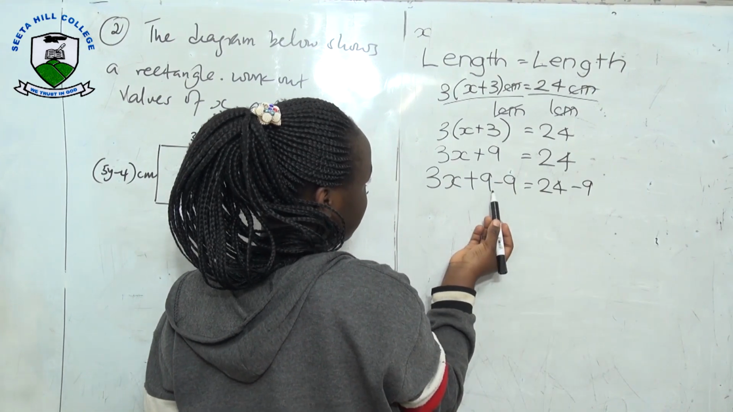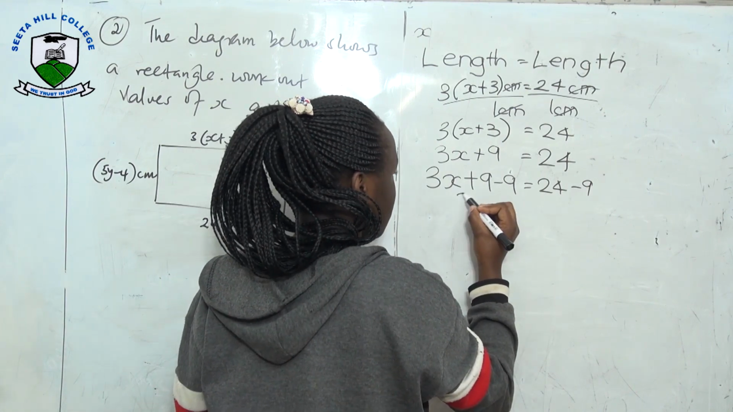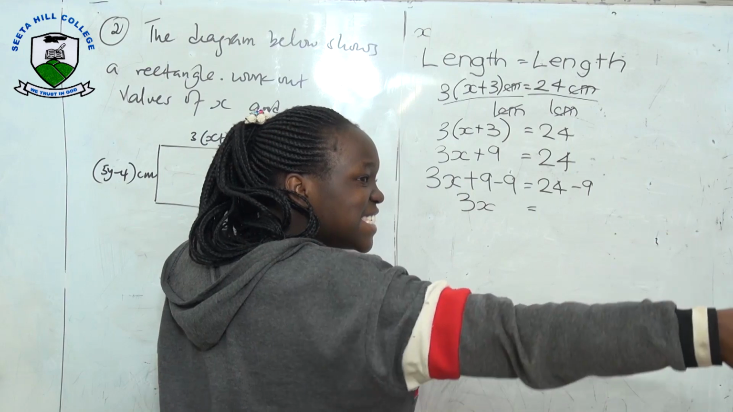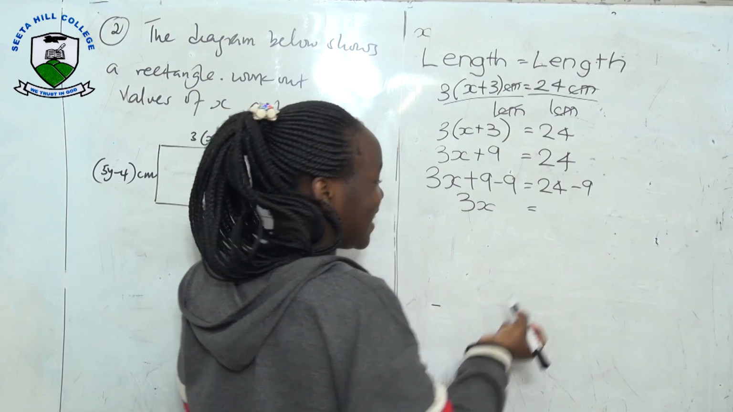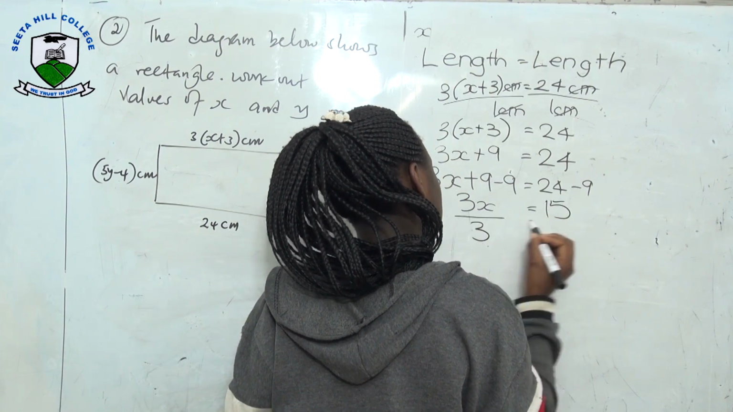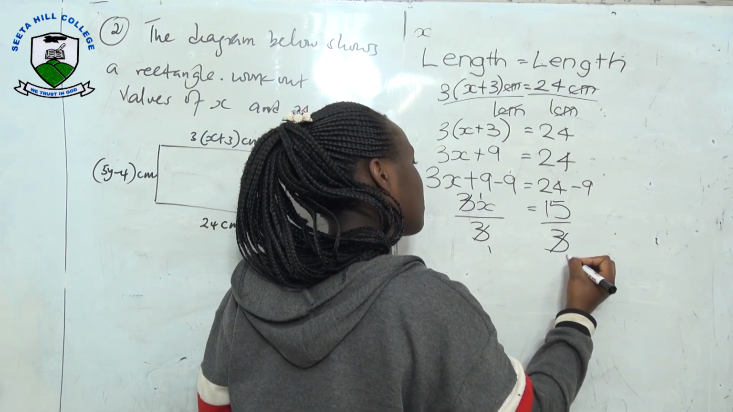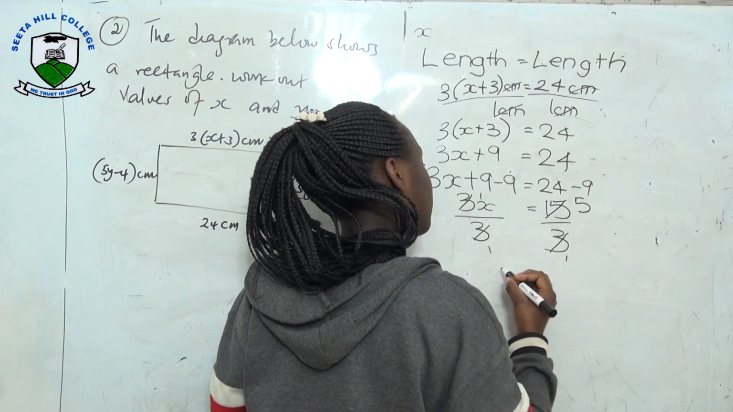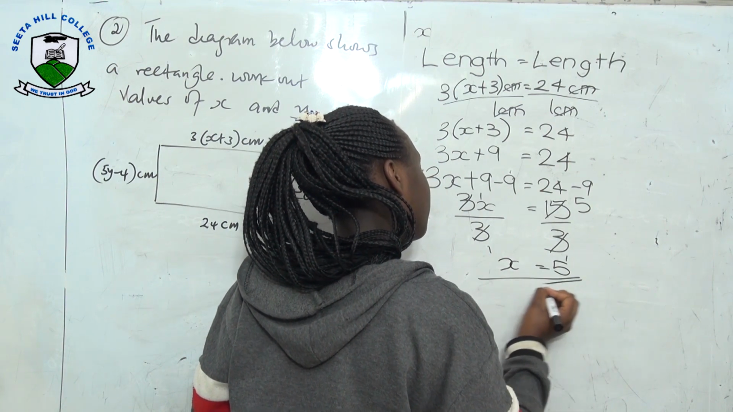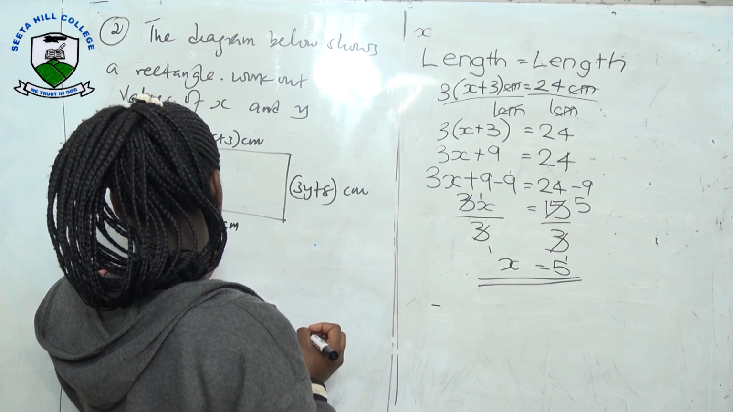Obviously, positive 9 and negative 9 is a 0. So 3x equals 15. So we shall make x the subject by dividing both sides by 3. Here is 5. So x equals to 5. But they have not only asked for x but also y. So we shall have to find y.